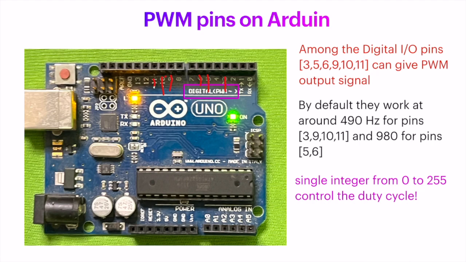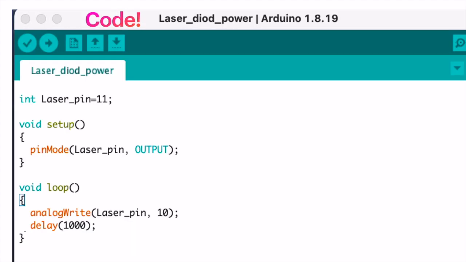All you have to supply is an integer from 0 to 255 to control the duty cycle. That means if you give the number 0, then the duty cycle is 0. And if you give the number 255, then it is considered to be a 100% duty cycle, and it uniformly takes values between 0 and 255. So this is how Arduino pulse width modulation works. It is fairly easy to use. Let's quickly look at the code because it involves some new functions.